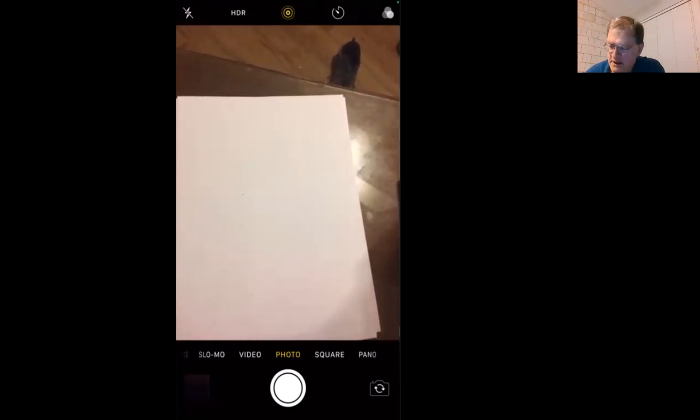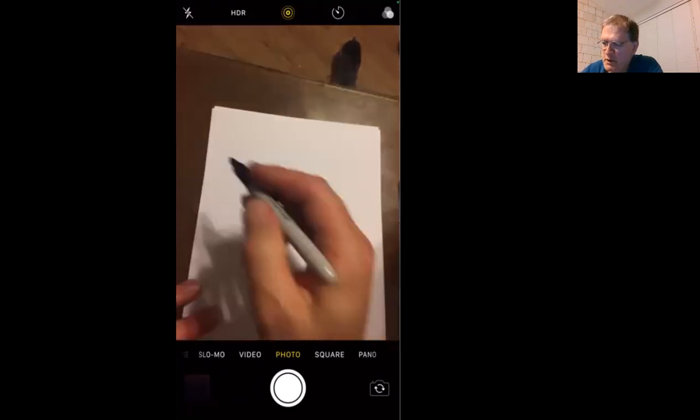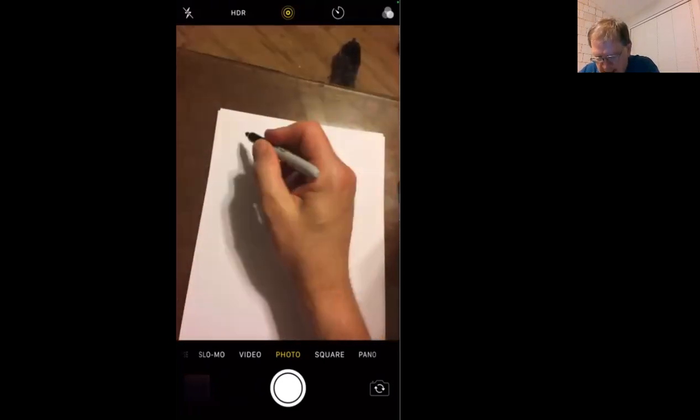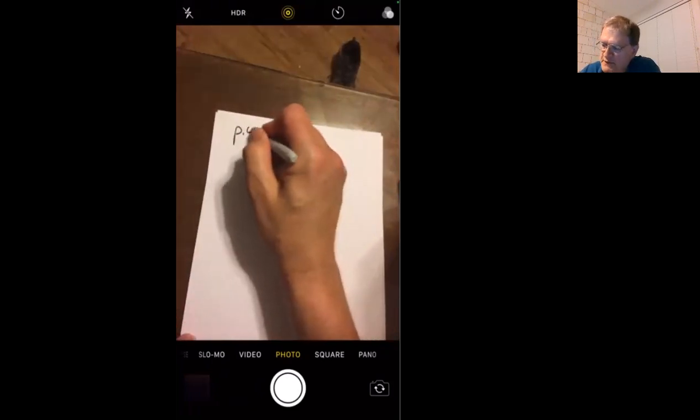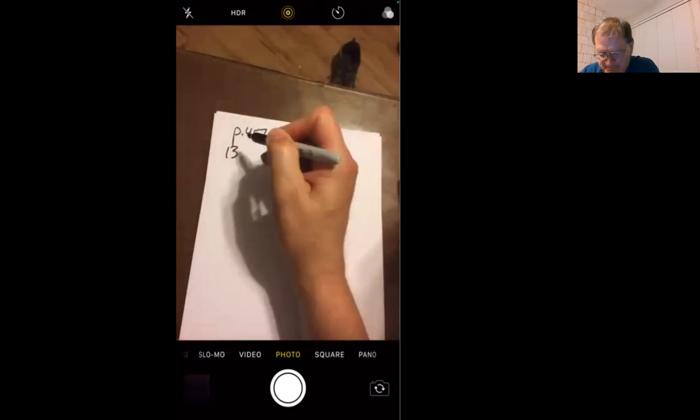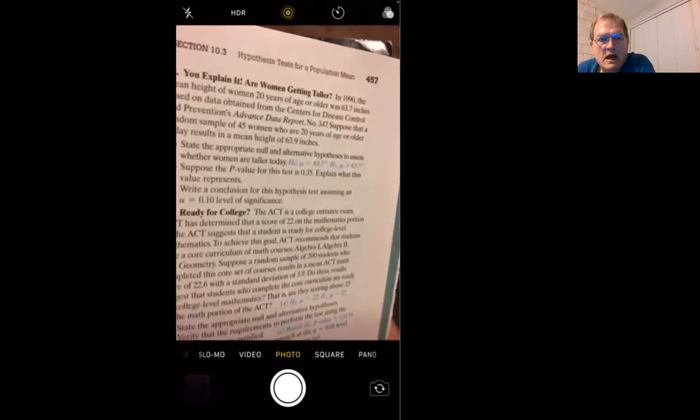All right. Why don't we start with the very first homework problem, which I believe was problem 13, and they roughly outline the steps. There's a lot of words to these problems. Page 457, problem 13. The ACT is a college entrance exam, and it's determined that a score of 22 on the math portion of the ACT suggests the student is ready for college level math.